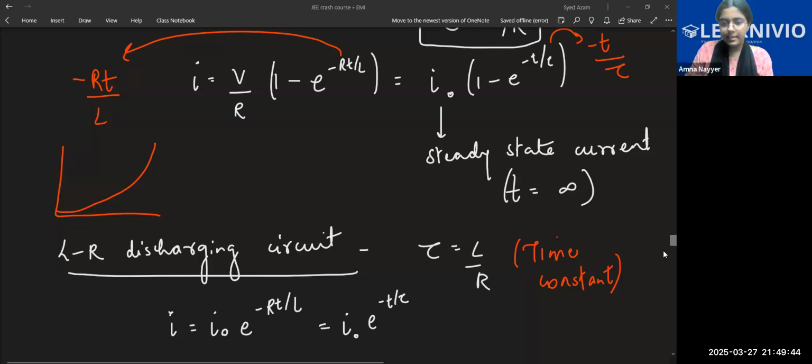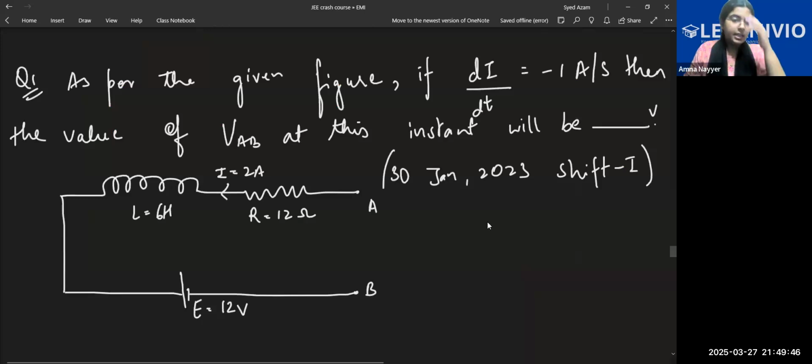Okay, let's see now a question. This says that as per the given figure, if di/dt is minus 1 ampere per second, then the value of VAB at this instant will be. Now see, it's more a question of Kirchhoff's law. This is from a 2023 paper.